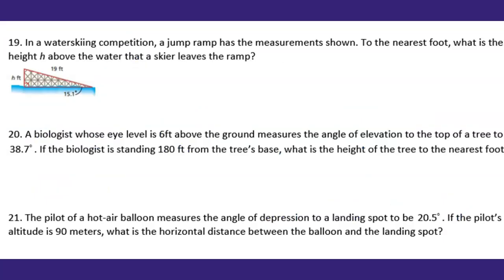All right, next we have some word problems. On this word problem, it says, in a water skiing competition, a jump ramp has the measurement shown to the nearest foot. What is the height, h, above the water that the skier leaves the ramp? Again, we know what this angle is. It's 15.1. We have this side, h, is opposite, and this side is the hypotenuse. So that identity, opposite and hypotenuse, is sine. So sine of 15.1 degrees equals opposite over hypotenuse.